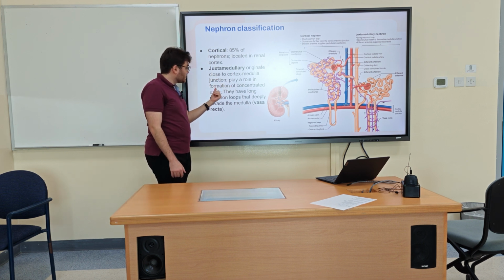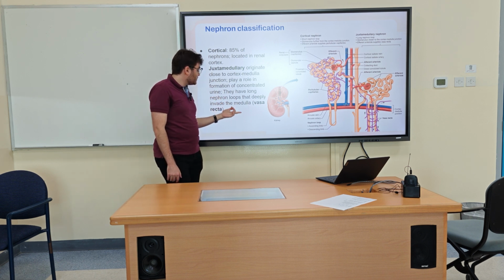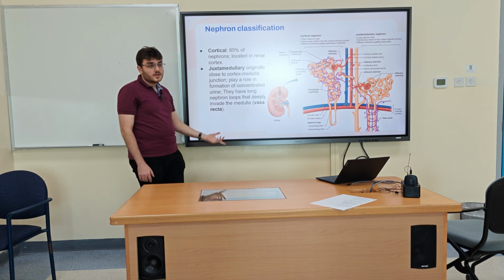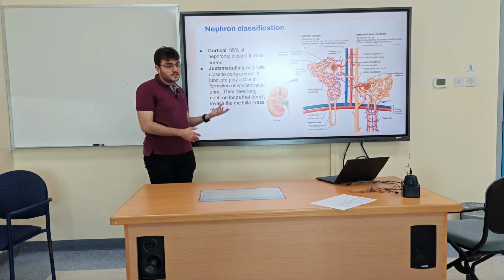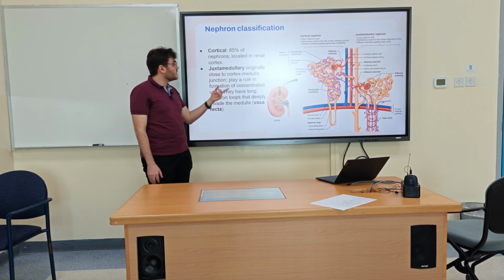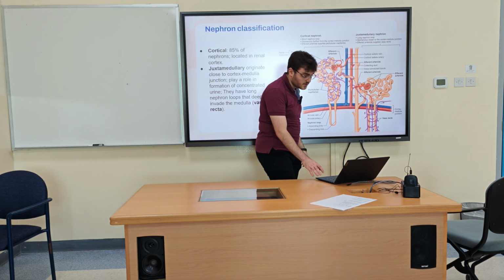They play a role in the formation of concentrated urine, and they have long nephron loops that deeply invade the medulla. And this is also called the vasa recta. We will mention the function of the vasa recta later. Also, most of the kidney, 85% of the nephrons in the kidney, are cortical, and the rest are juxtamedullary.